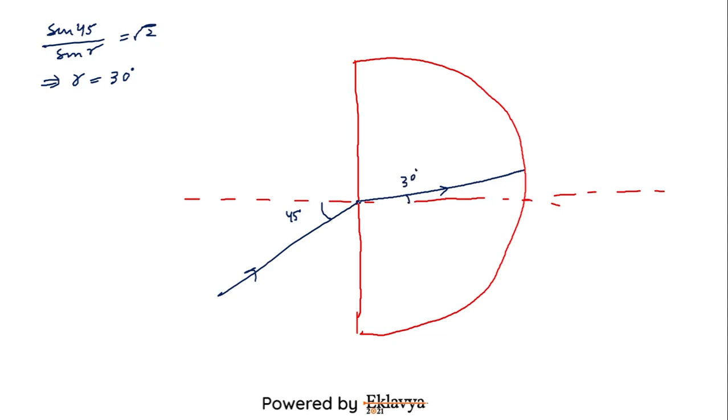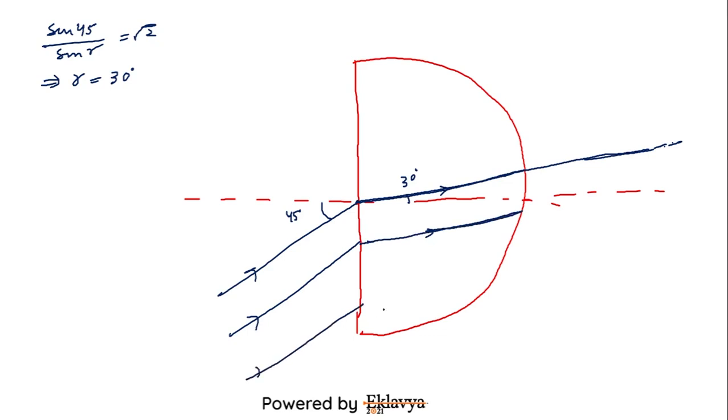All right, and since it is going from the center at the curved interface, this ray is going to go undeviated. Now as far as the other rays are concerned, the other rays will travel parallel to this till they encounter the other interface. So they are going to travel like this. So all these rays are making the same angle 30 degree with the normal.